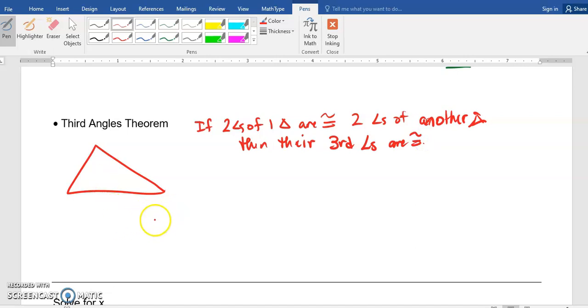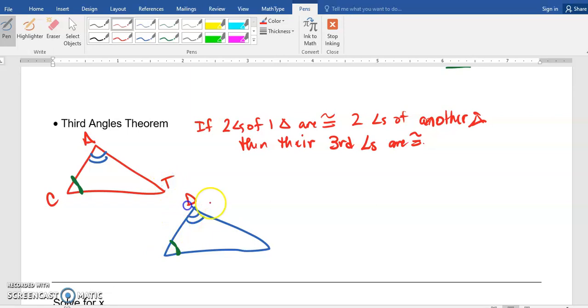Okay, so I've got two different triangles, and if I know that these two green ones are congruent, and I know that this angle is congruent to this one, okay, so I can give these names. I guess I can make this triangle cat, and we'll make this one triangle dog. Just be careful.